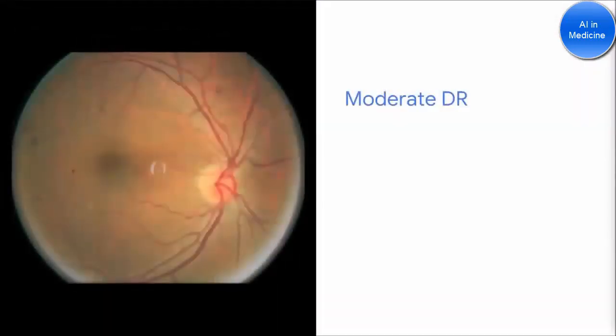Here's a picture of moderate disease, and this is a little worse because you can see some bleeding at the ends here. In the heat map, you can see that it picks up the bleeding, but there are two artifacts in this image. There is a dust spot, just a little dark spot, and then there is a little reflection in the middle of the image, and you can tell that the model essentially just ignores it.